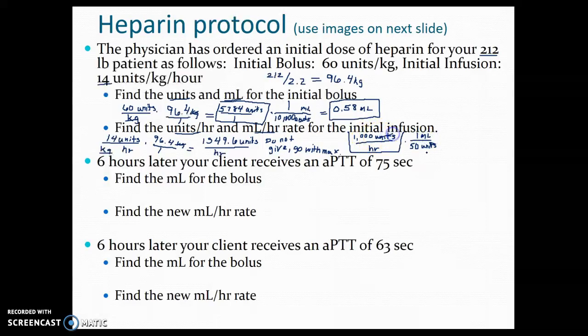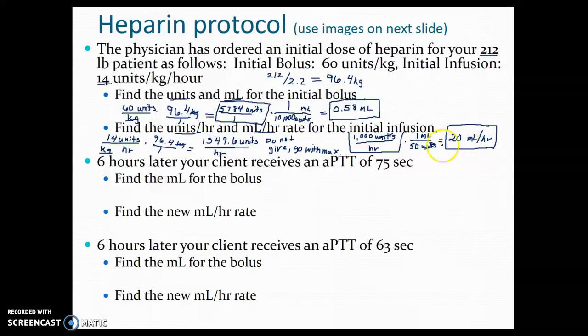So we cancel the label of units, we go ahead and do our math, and then it comes out exactly at 20 milliliters per hour. And so this is our second answer. We are going to give them the maximum of 1,000 units per hour, and that will be 20 milliliters per hour.